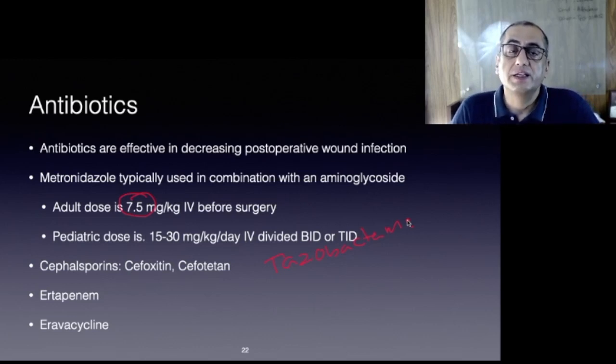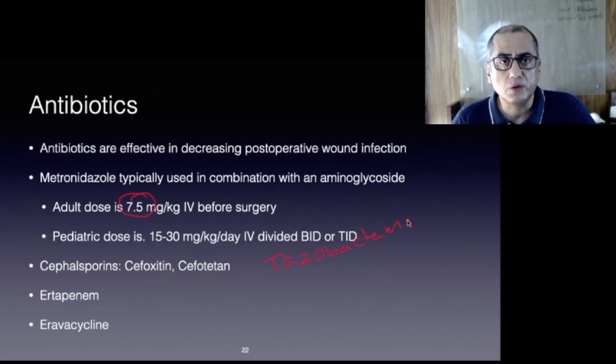Eravacycline is a synthetic fluorocycline antibiotic belonging to the tetracycline class. It disrupts bacterial protein synthesis by binding to the 30S ribosomal subunit. It is indicated in adults for the treatment of complicated intra-abdominal infections.